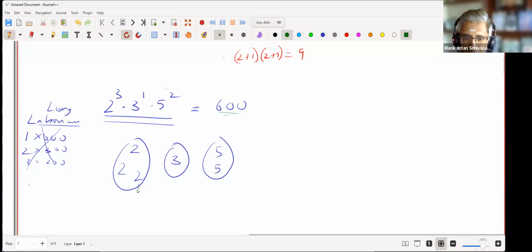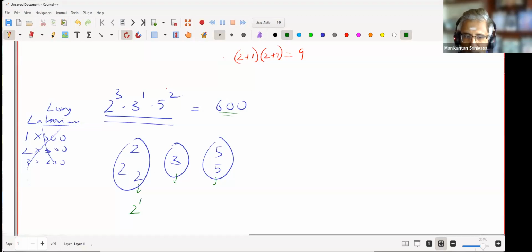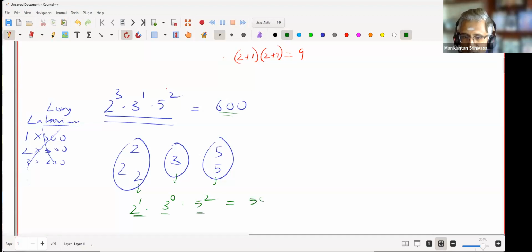I go to each bag. I grab a few of them. For example, I can go to the 2 bag and grab 1 2. I can go to the 3 bag and grab 0 3s. And I can go to the 5 bag and grab both the 5s. So I can go to each bag and grab as few as 0 and as many as the total number of objects that you have in that box, right? Does it make sense, Sana, so far? Okay, so if I do this product, I get a unique factor. In this case, the number is 2 into 1 into 25. The number is 50. 50 is a factor.